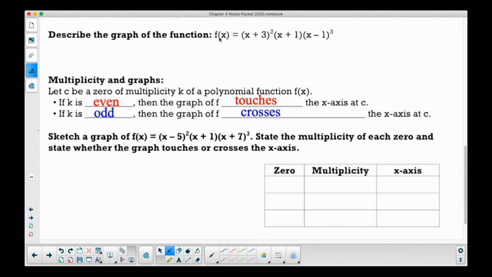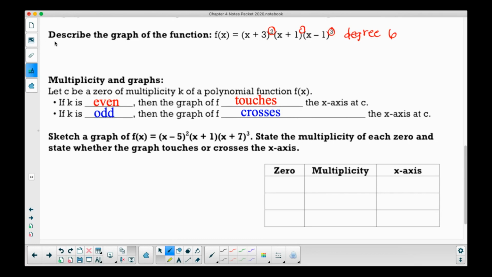So if we look, f of x equals x plus 3 squared, x plus 1 to the first, and then x minus 1 cubed. If we were to expand this out, this would expand out to a quadratic with degree 2, this would expand out to degree 1, and this would expand out to degree 3. So our total degree is 2 plus 1 plus 3, so our total degree is 6. All right, so it's an even degree.